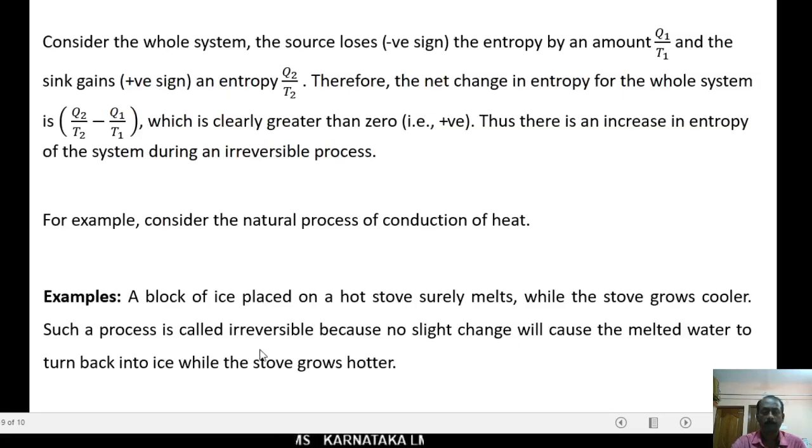I repeat, a block of ice placed on a hot stove surely melts while the stove grows cooler. Such a process is called irreversible because no slight change will cause the melted water to turn back into ice while the stove grows hotter. That's all. This is about the discussion regarding reversible and irreversible process with examples.